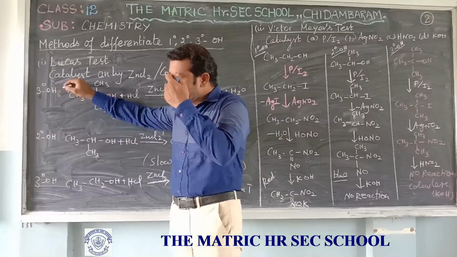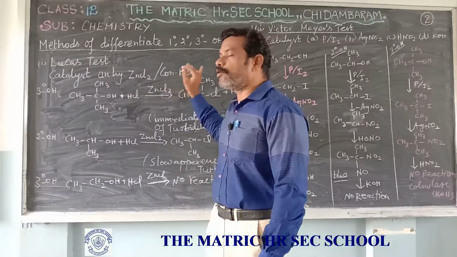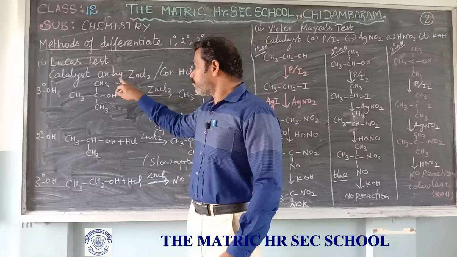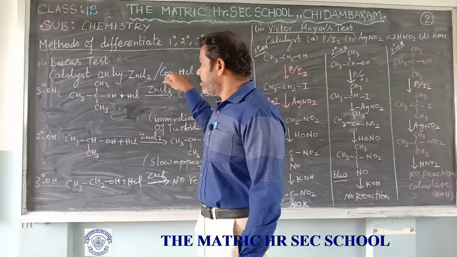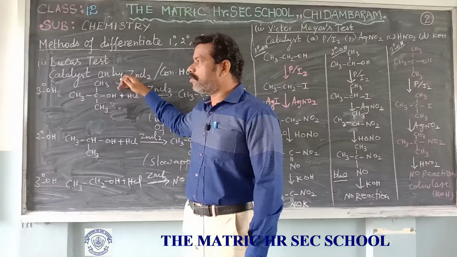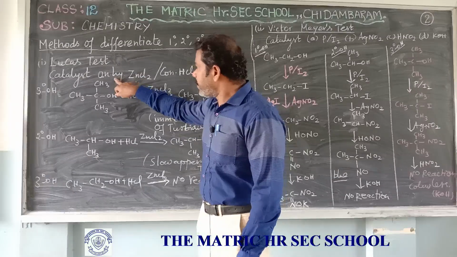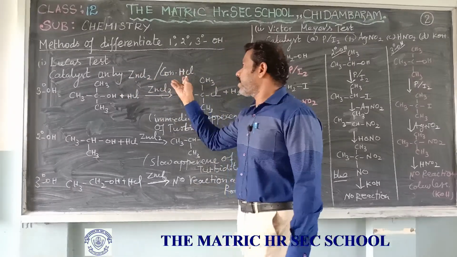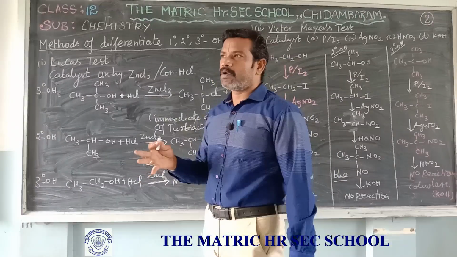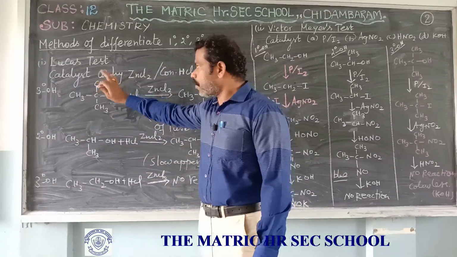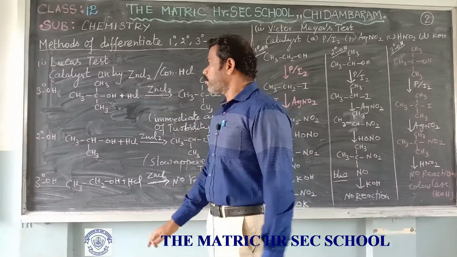The important Lucas catalyst is anhydrous zinc chloride and concentrated hydrochloric acid. Anhydrous means that water is continuously released. One more important question: what is the Lucas catalyst? Anhydrous zinc chloride and concentrated hydrochloric acid. Very simple.